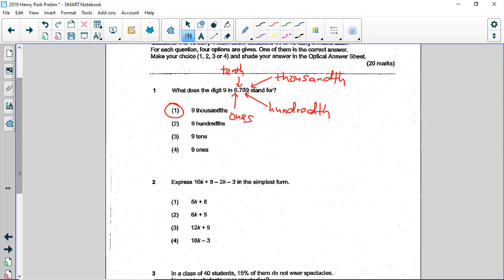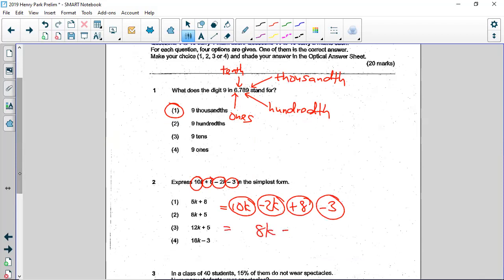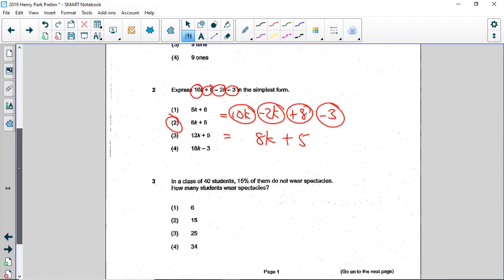So how do we do this? Again, you circle the groups. If you're not sure, circle the groups, and then you rearrange them, putting the groups with the same kind together. So your 10K put together with minus 2K. So put the groups with the same letters together. And then the whole numbers, which is plus 8, put together with the other whole number. Then you can solve already. So 10K minus 2K will be 8K, plus 8 minus 3 is 5. So you have 8K plus 5. So answer number 2.